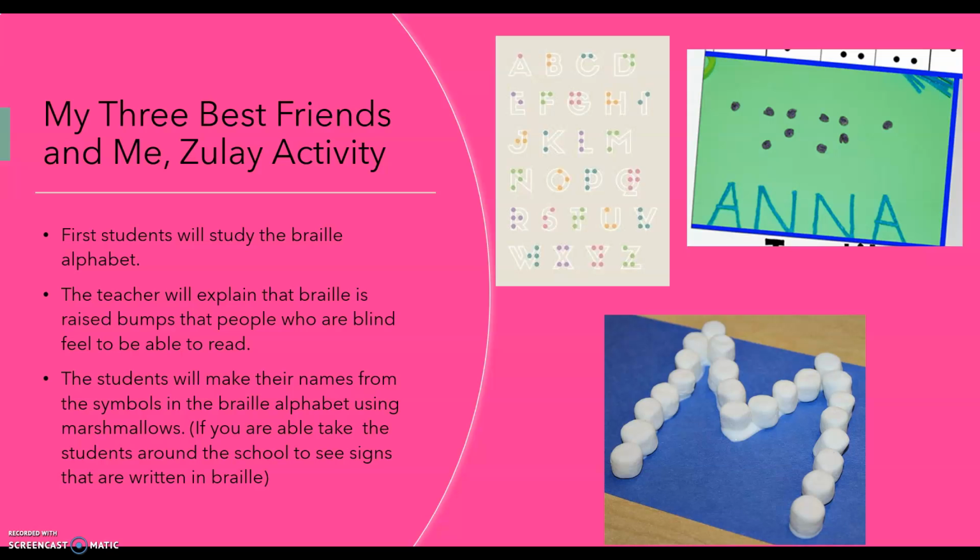If you're able to take the students around to the school, there are some signs that are written in Braille. So what they're going to do is they're going to write their name in print like here. Then they're going to use marshmallows and do the Braille alphabet with their names above it. I think that this activity will be good for an upper grade, not more kindergarten age. This is a longer story. So I think this activity would be good for first or second grade.